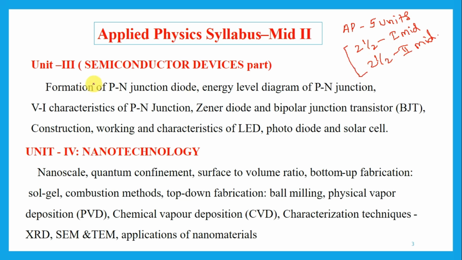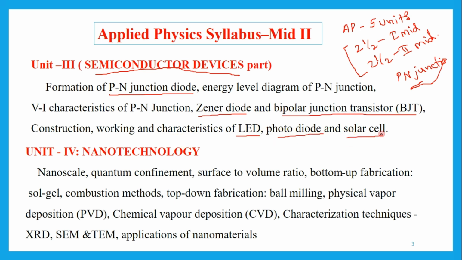In unit 3 we have part B, semiconductor devices. So semiconductor devices we have to study. In this we mainly have PN junction diodes. So one is PN junction, then Zener diode, bipolar junction transistor, light emitting diode, photodiode, and solar cell. So we mainly have 1, 2, 3, 4, 5, 6 concepts. Whenever they ask questions, they will focus on these 6 concepts.